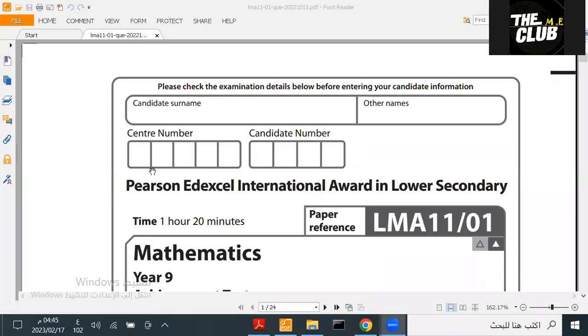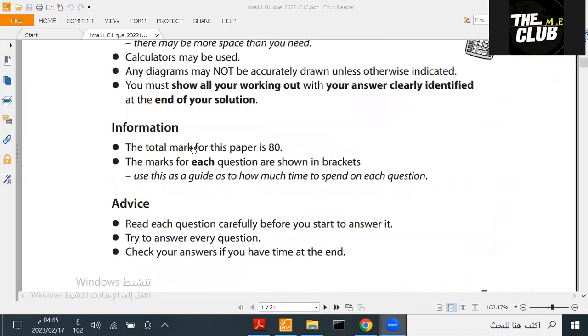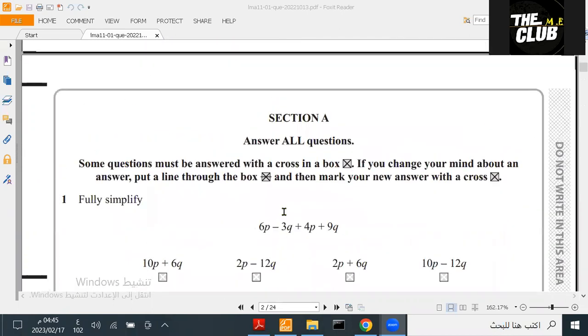Hey guys, we're gonna start 2022, and this one is 2022 October. Yes, we're gonna do this first, and then we're gonna do the other two.